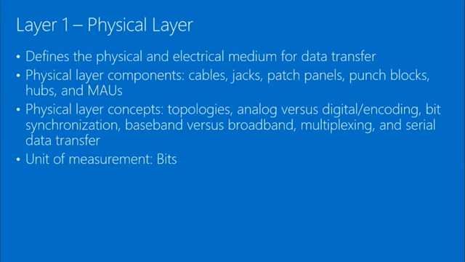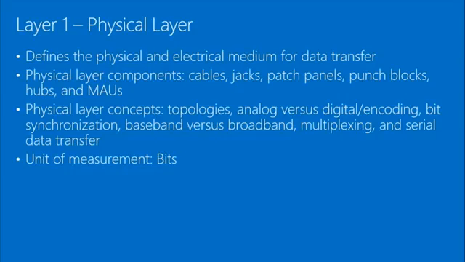So now let's go ahead and start taking a look at the different layers. Layer 1, physical layer, defines the physical and electrical media for data transfer. Whether this is wired or wireless, they need standards of some kind. You need to know how to build the media. For wireless, what signal strength do I use? What signal channel do I use? For wired, what type of wires and cabling do I use? What type of jacks do I use? Physical layer components include cables, jacks, patch panels, punch blocks, hubs, and more.